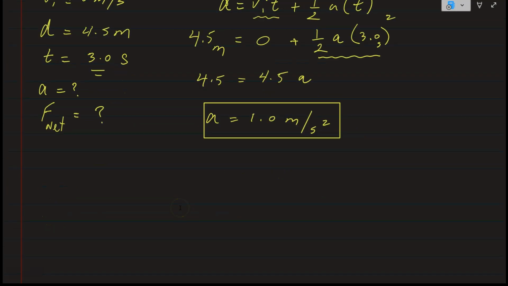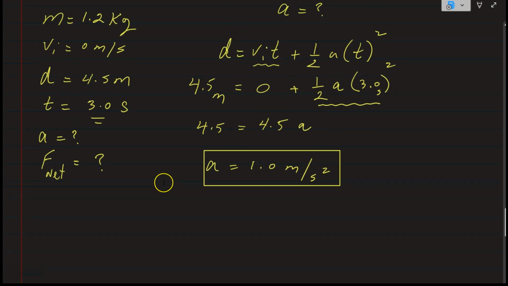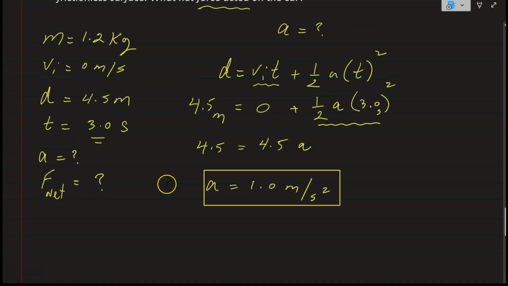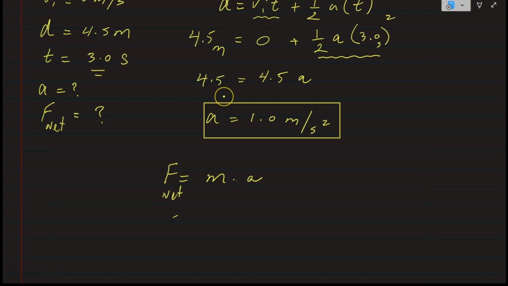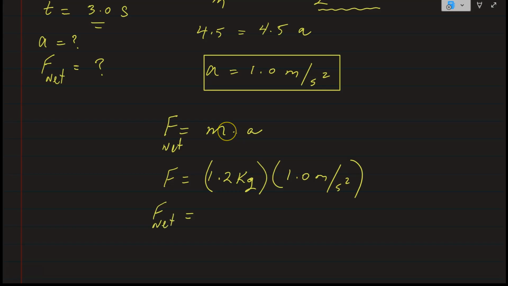Now that we have the acceleration of the toy car, we can find the net force using Newton's second law. F is equal to ma. Remember, that's the net force. Just plug in the numbers: 1.2 kg times 1.0 meters per second squared, and the force is 1.2 Newton.